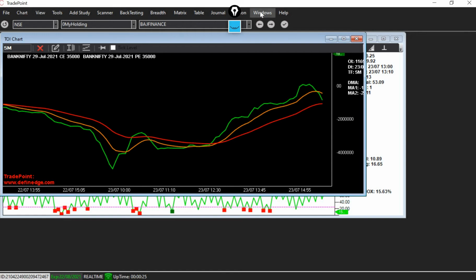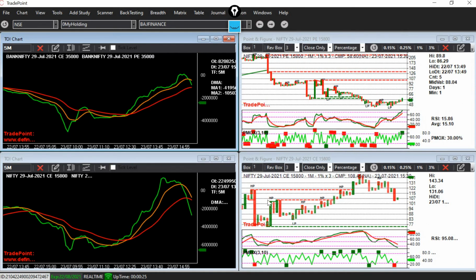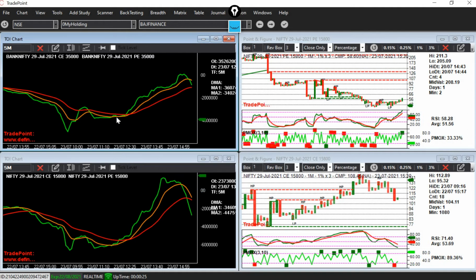So go to window, then click on tile vertical. These 4 charts should be ready before the opening of the market at 9:15. Then you need to see the position of the total open interest. If it is above the moving average, you need to see the call chart, and if it is below the moving average, you need to see the put chart. Just one caution: both the Nifty and Bank Nifty total open interest should be above the moving average, so that you need to see the call chart.